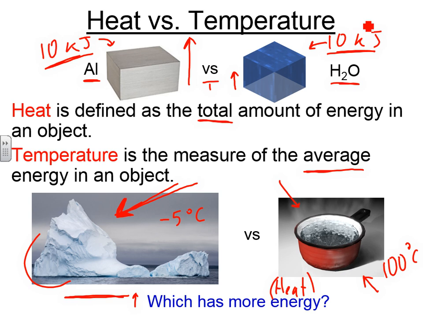The temperatures here are definitely different, but the amount of heat contained in the iceberg is greater than the amount of heat contained in the pot of boiling water. If you extend this amount of energy over the whole iceberg, it'll be insignificant. It won't raise the temperature of the iceberg by much. And that's the idea. So hopefully you see the difference between heat and temperature.